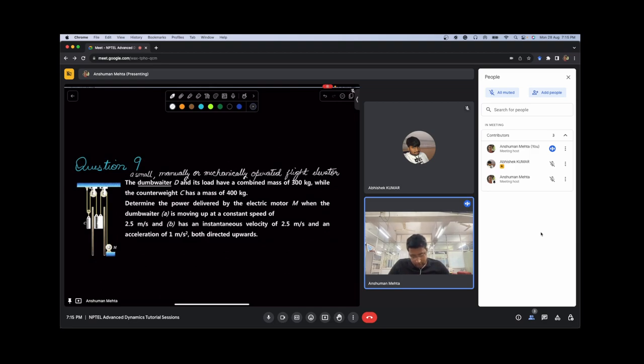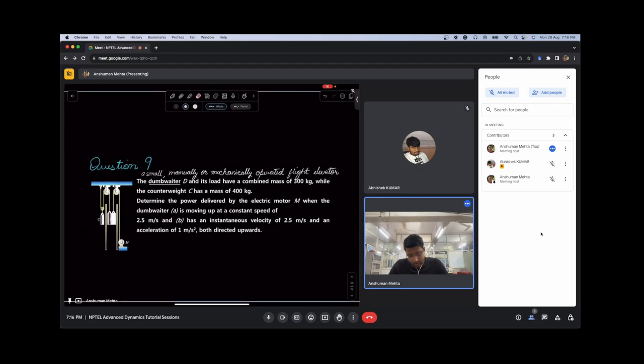So in this question there are two things, one is the dumbwaiter and then its counterweight. This C is its counterweight, and you have to determine the power delivered by the electric motor. So the motor is here, and you have to find the power delivered by it when this dumbwaiter moves. This is the dumbwaiter.